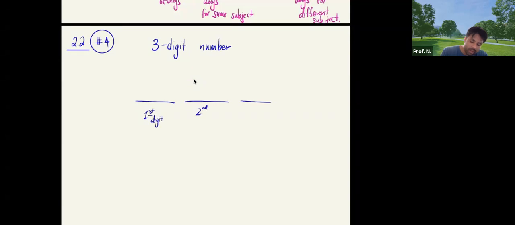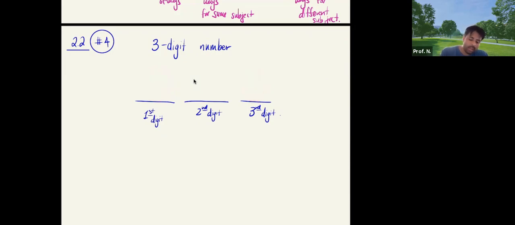This is the second digit. This is the third digit. And I want the third digit to have a first digit which is triple the final digit. So I want this number here to be 3 times as big as this.